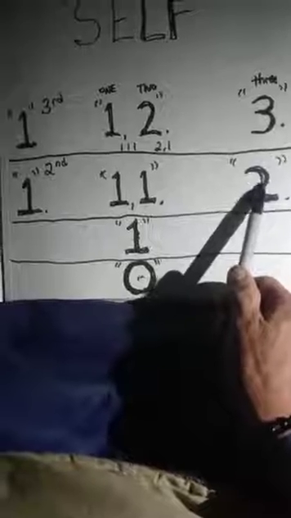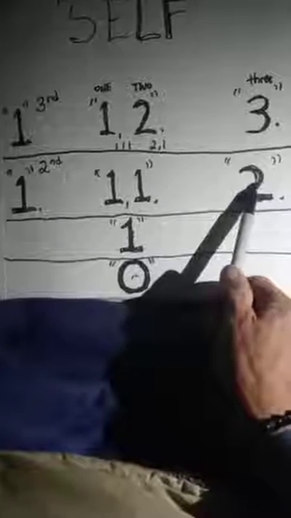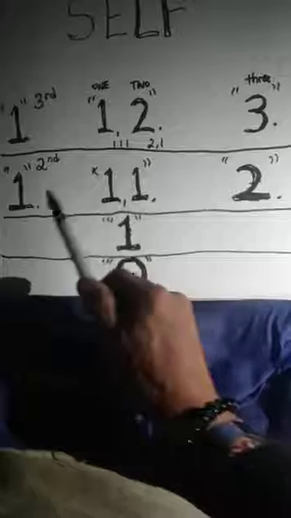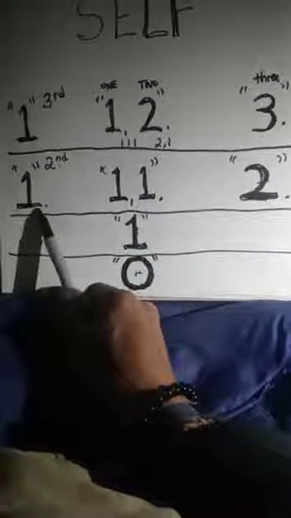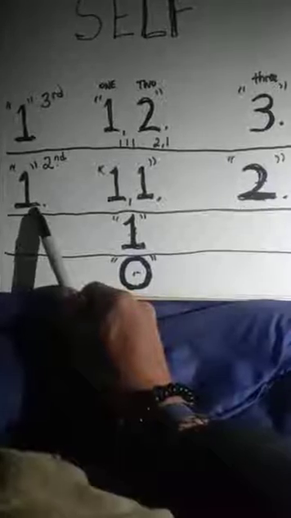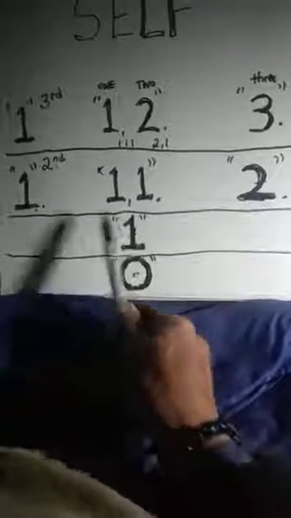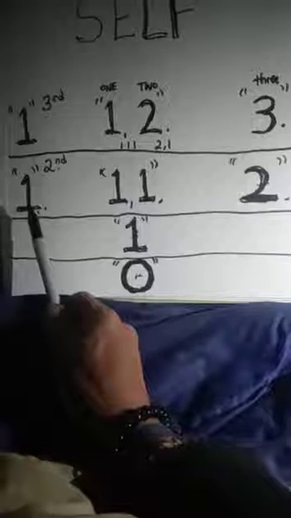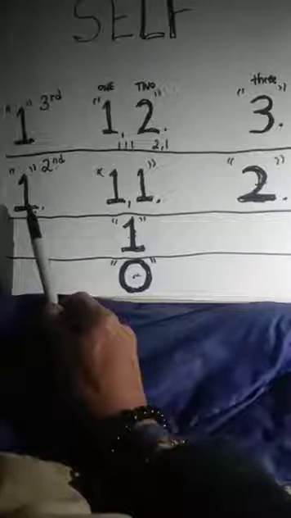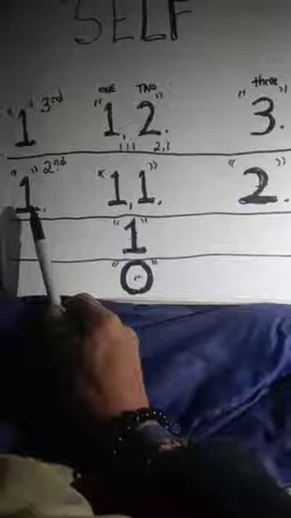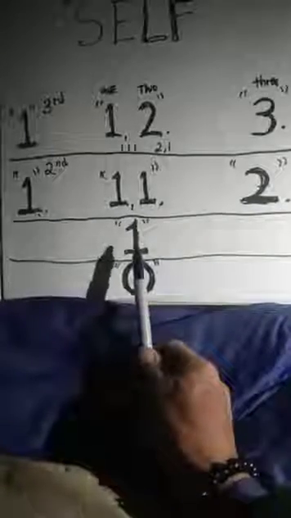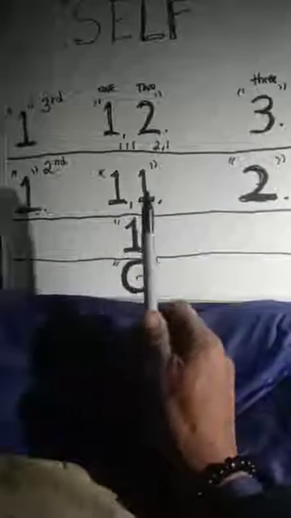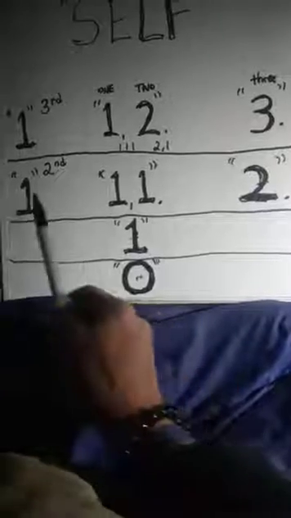Now we're going to go to 2. 2 has 3 forms. 2 can be seen as a second 1. A second 1 is not 2. It's a second 1. So this is the first one. This is the second one. And if a 2 is a second 1, it's only 1. It's not 2.